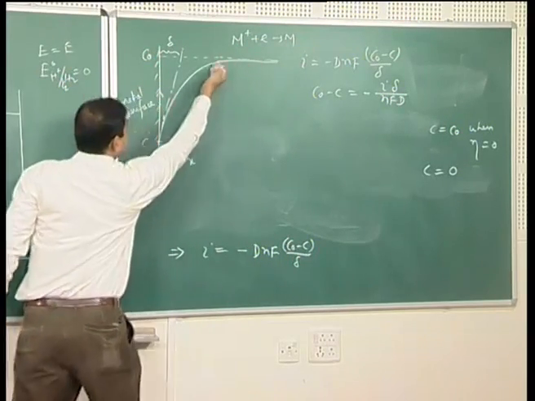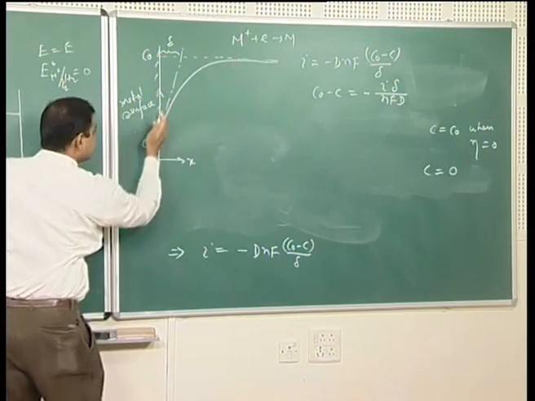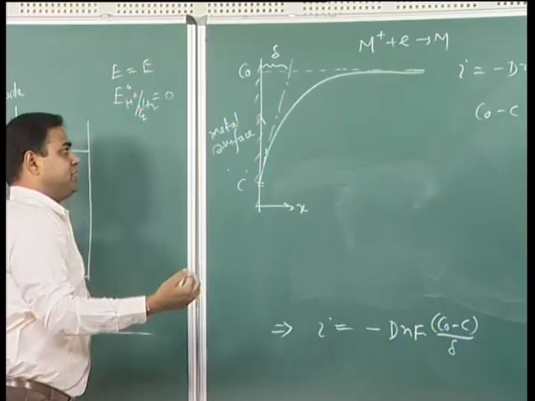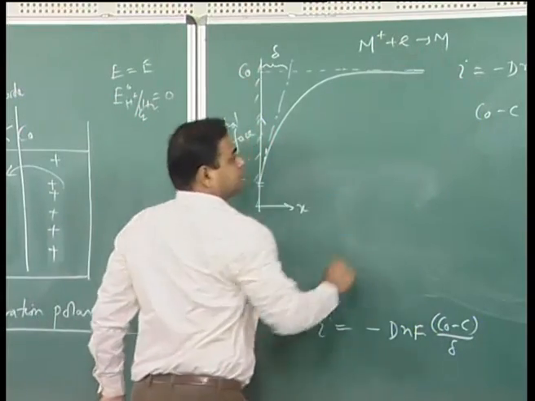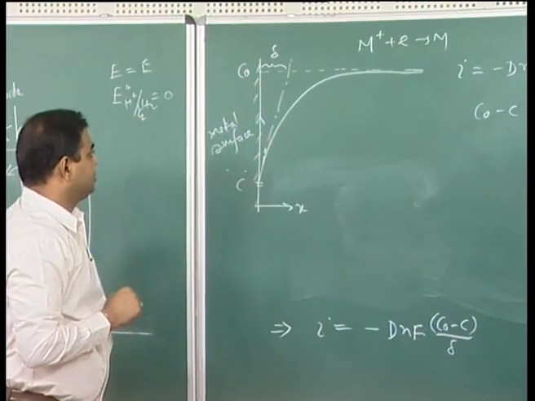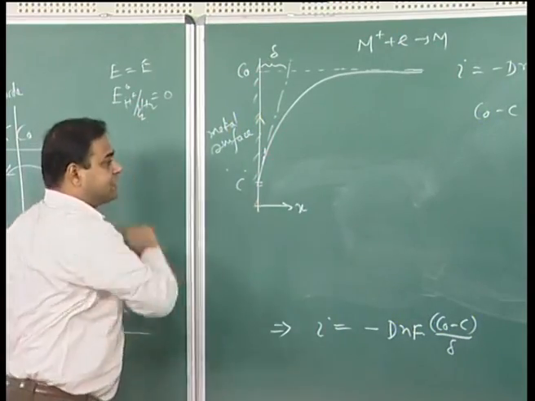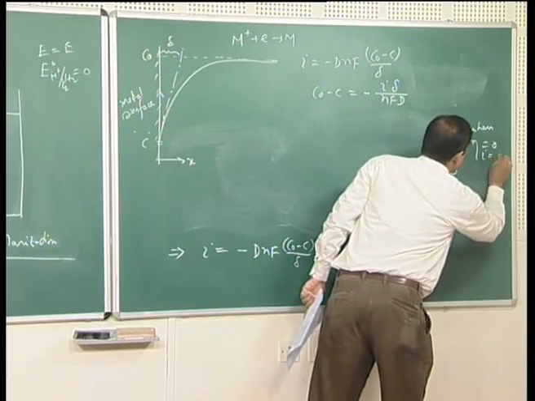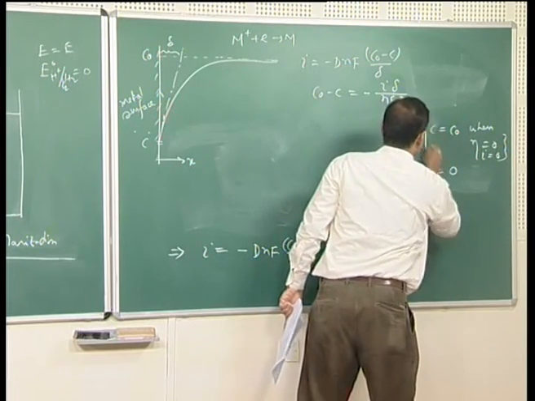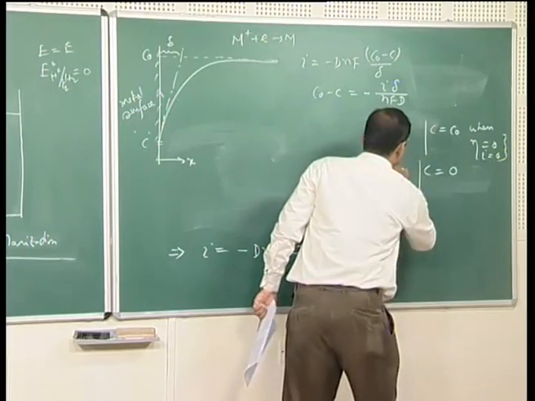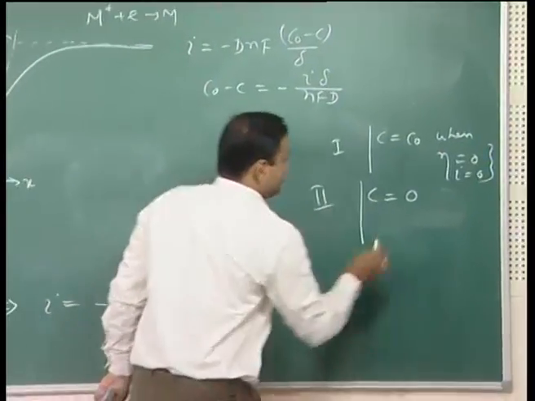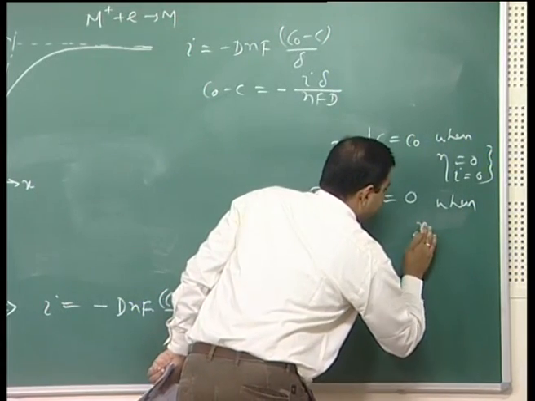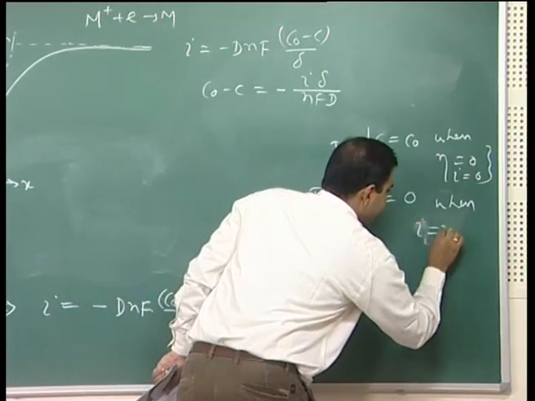So, whatever metal ion is coming from bulk to this interface, those charges will immediately convert to metal atom because of the deposition reaction. So, what would be my concentration here? That time C would be 0 and I would be 0 in this case, case 1. Case 2, C would be 0 when I would be I max.